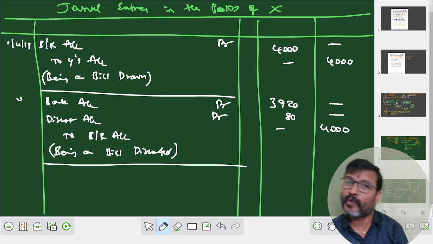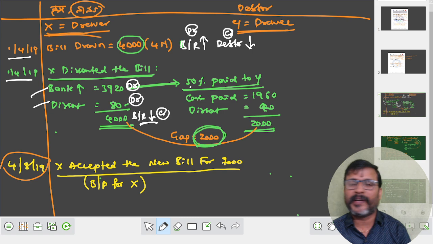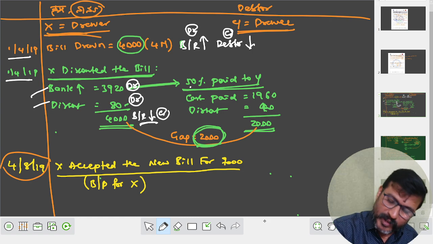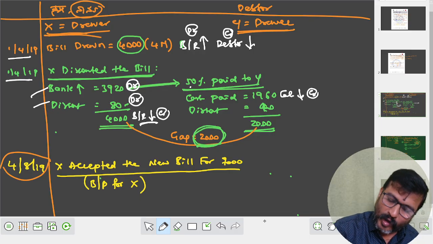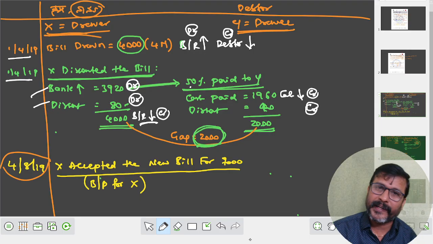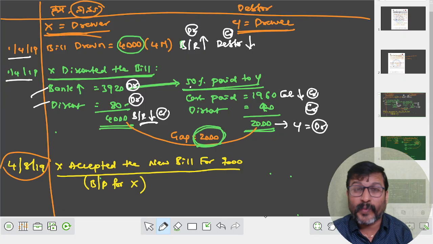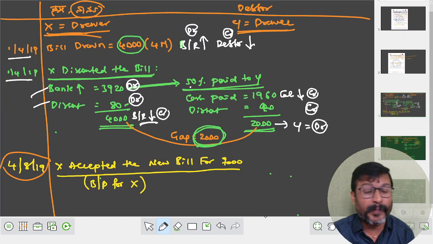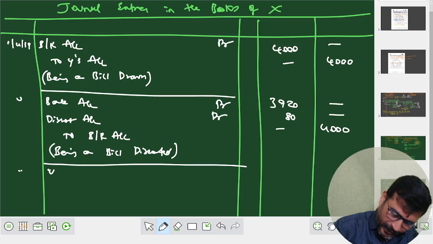What did you do afterwards? In that 50% is paid to Y. When 50% is paid to Y, cash decreased, credit. Obviously, discount is to be credited. This amount is given to whom? This amount is given to Y. Y is to be debited because Y is a receiver of money. You paid money to Y. Now your journal entry will be on the same date.